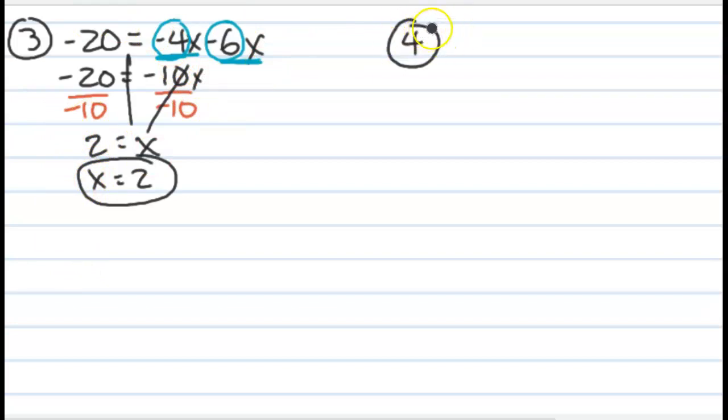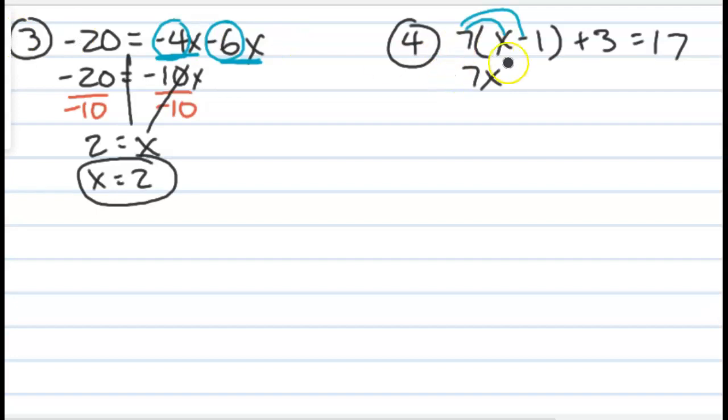All right, and we are making it to our last example. All right, we have some parentheses here. Remember, parentheses mean multiplication. We want to multiply the number on the outside to both quantities on the inside. So 7 times x, I'm going to get 7x, and 7 times negative 1 is negative 7. So now I've taken care of that multiplication.